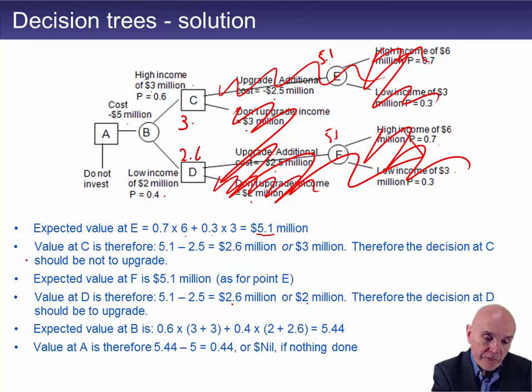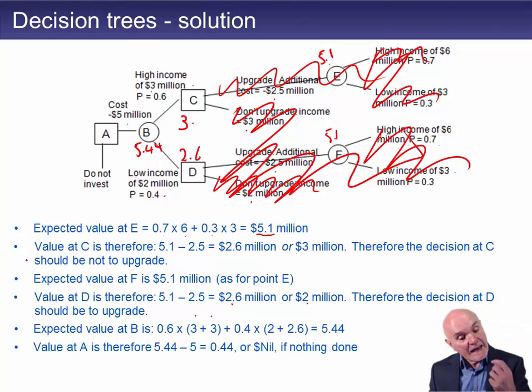Okay, so everything up this route, either immediately or further up it, is governed by the probability of that route actually happening. So at B, it's 0.6 times 3 plus 3. Okay, year 1 plus the year 2. And then 0.4 times 2 plus 2.6 going to give us 5.44. So what we're faced with here is 5.44.